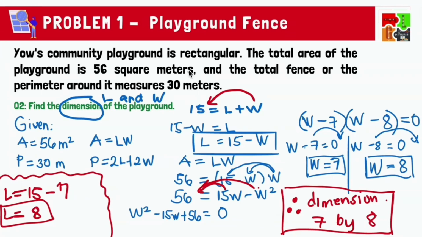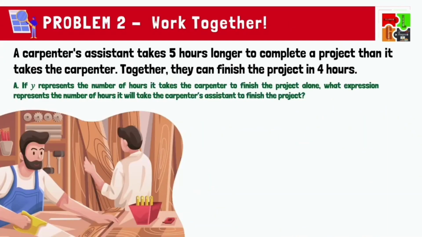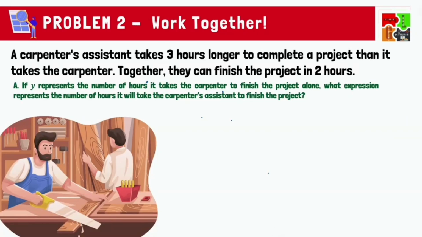By the way, nakalimutan ko yung ating particular unit. So, this is meters. Okay, 7 meters by 8 meters. So please take note for this particular problem. That is problem number 1. Okay, so now for our problem number 2, the thing is, working together is much easier than working alone.